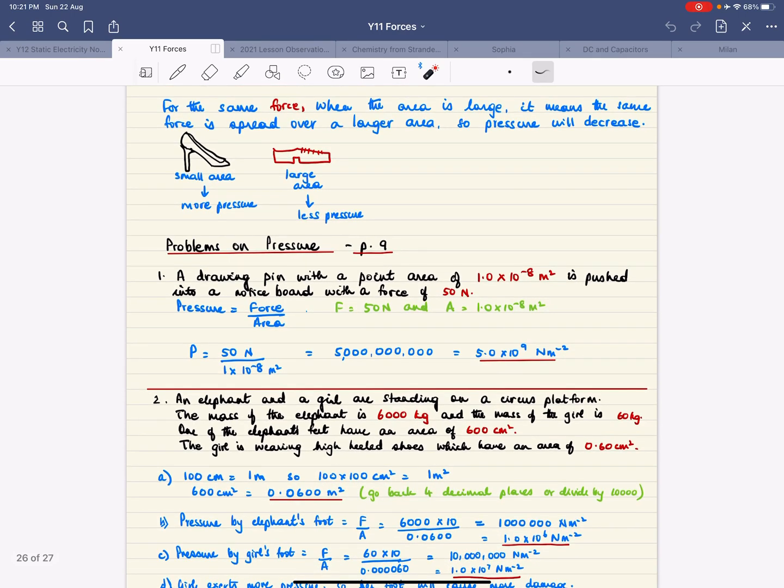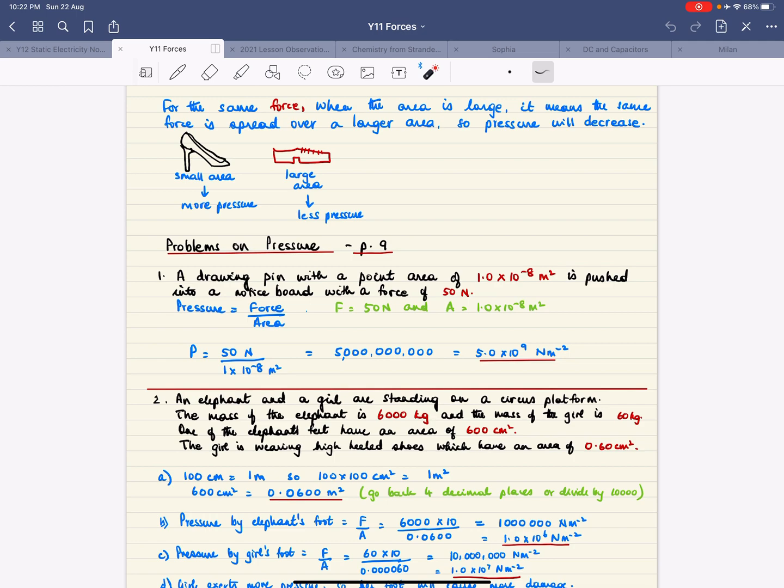The first one: a drawing pin with a point area of 1 times 10 to the power of negative 8 meters squared is pushed into a notice board with a force of 50 newtons. So pressure is force over area. Now this is the area and that's the force, because force is measured in newtons. So when you divide 50 newtons by 1 times 10 to the power of negative 8, you get this answer with lots and lots of zeros. You count the number of zeros and there are 9 of them. So it's 5 times 10 to the power of 9 newtons per meter squared, or you can use the unit Pascal.